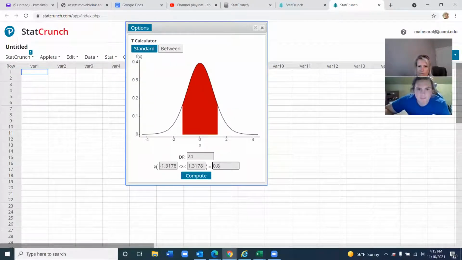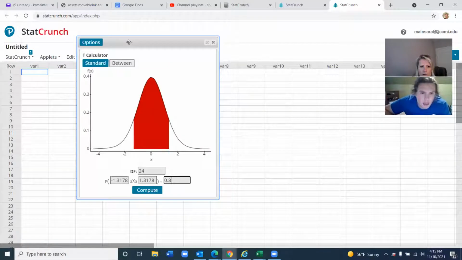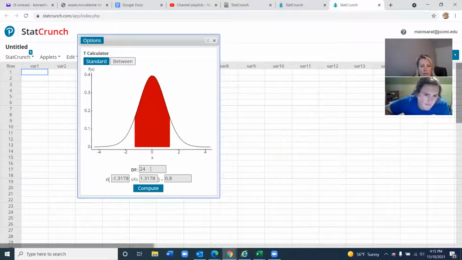So you go to calculator and then T and it brings this up and then you hit between. Can you see my screen now? But if you don't know your degrees yet, like the 24, it goes by our sample size minus 1. Oh yeah, you're right. Okay, thanks. You're welcome. No worries.